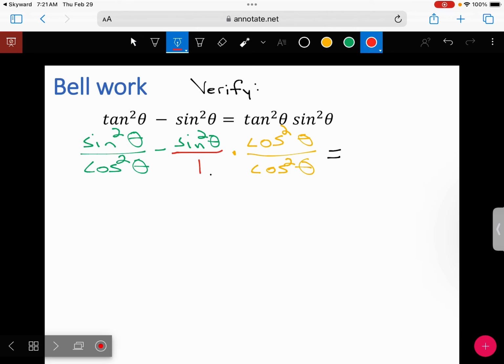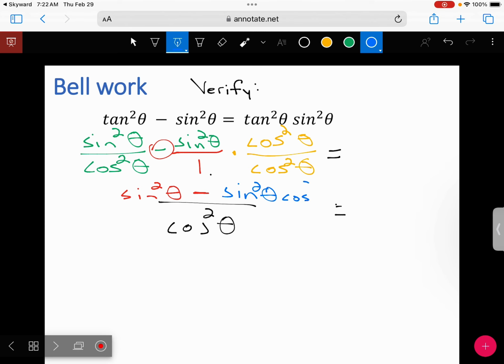So now we have a common denominator. We are allowed to subtract across the numerator, and the denominator is just going to be our common denominator. So what's the denominator going to be? Cosine squared theta. And our numerator, this is where you have to be really careful. It's going to be sine squared theta, minus, you do not drop that minus sign, minus sine squared theta times cosine squared theta.